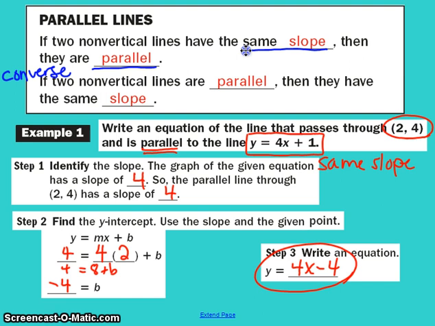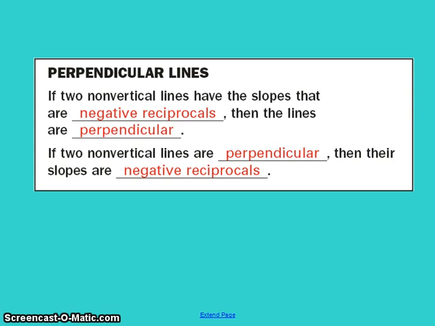So now they're not going to tell you what the slope should be. You should know because they've told you it is parallel. Perpendicular lines have a very different connection. Perpendicular lines have negative reciprocal slopes. And if it has a negative reciprocal slope, it's perpendicular. If it's perpendicular, it's a negative reciprocal. Negative means that the sign gets switched.